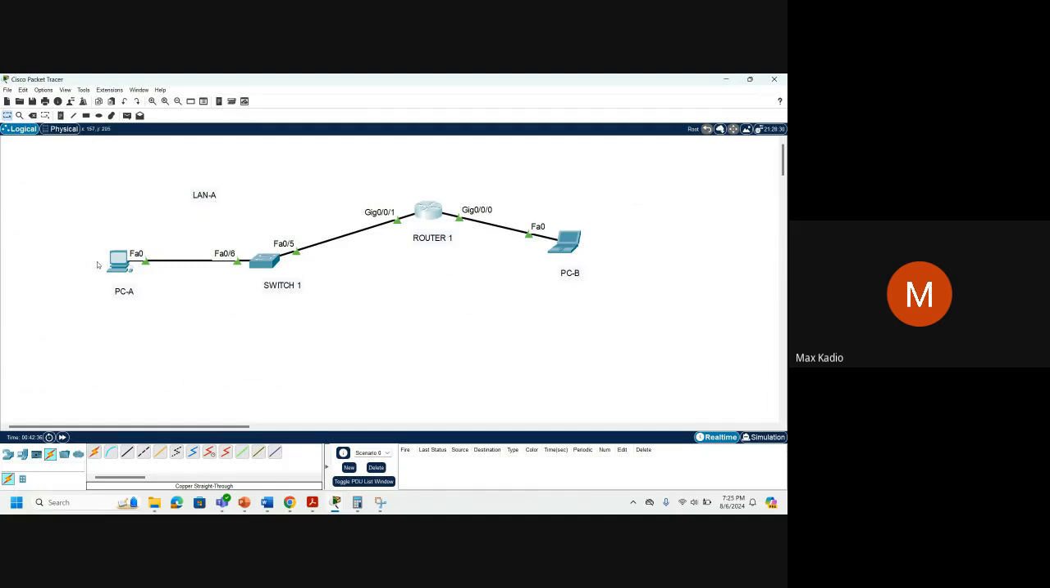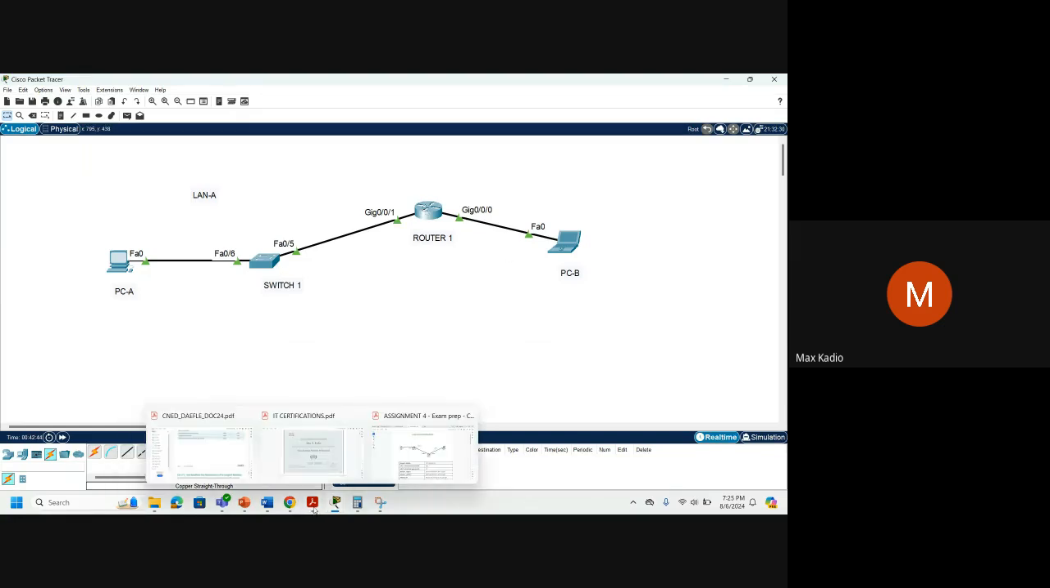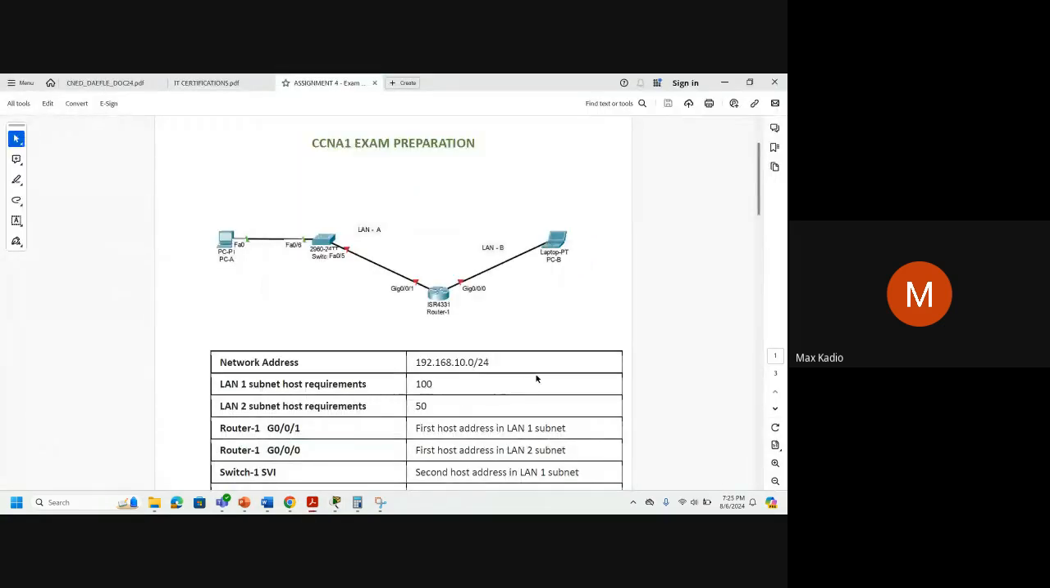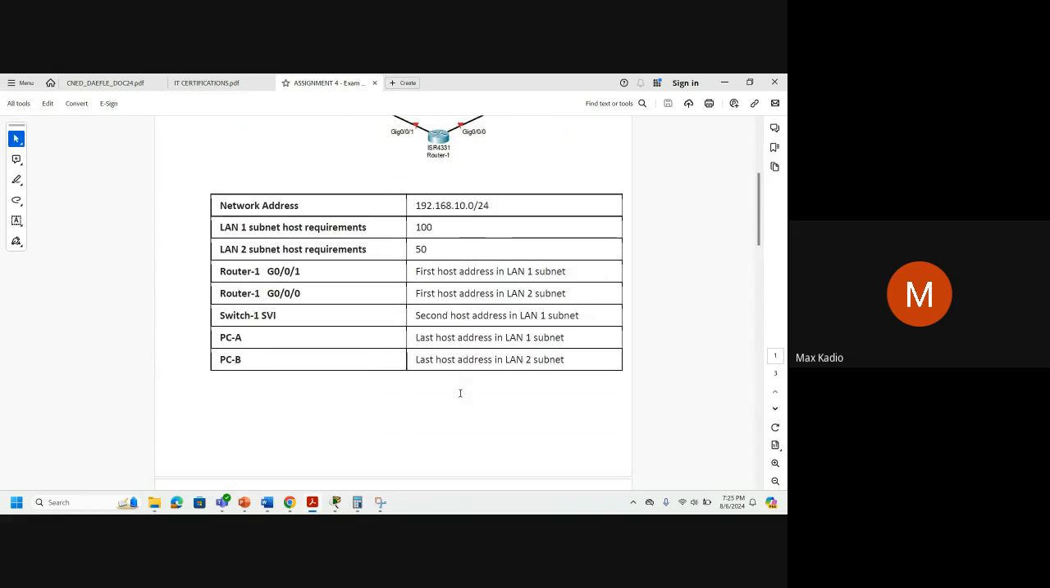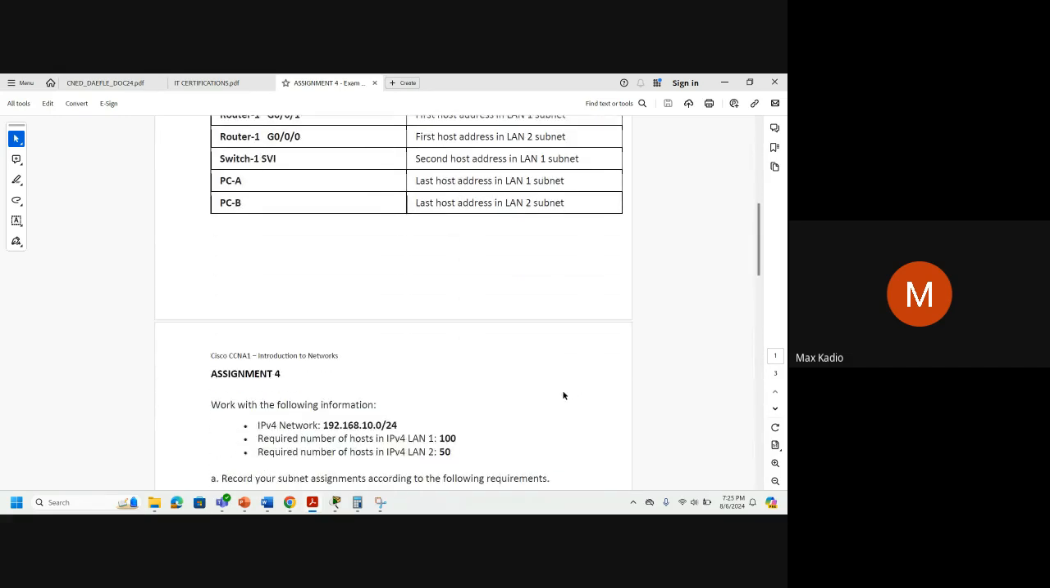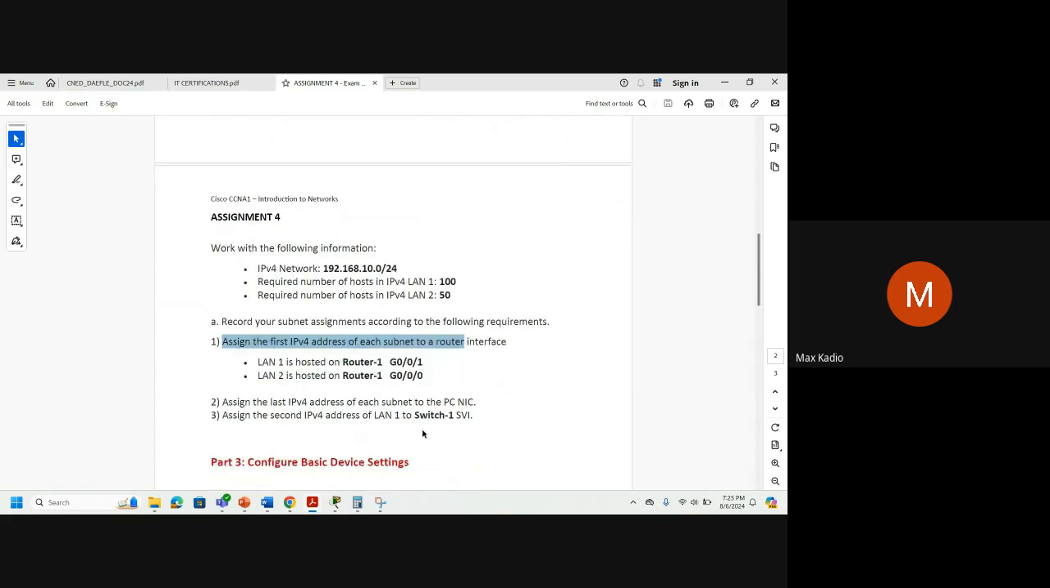So this is how we try to find a way to assign IPs, the correct one. So the same thing, and you must do it in Packet Tracer, and you save with your name, and you send it to me. So we did everything here nicely.